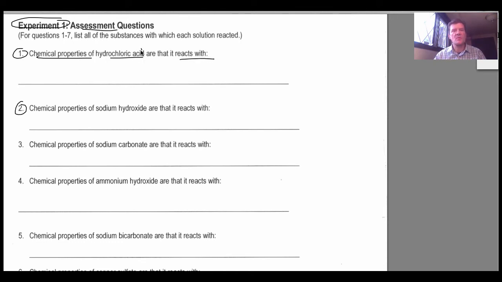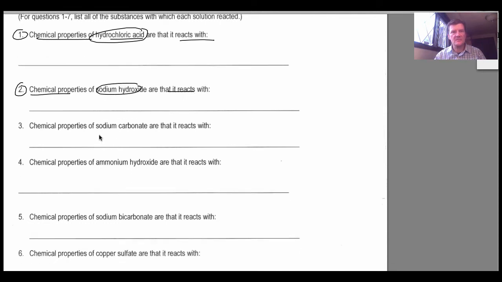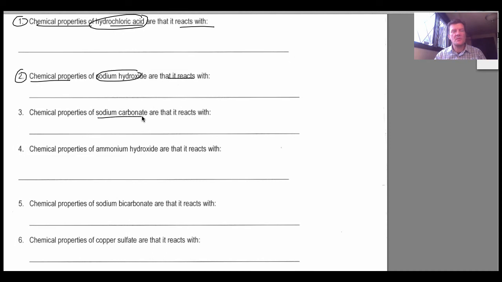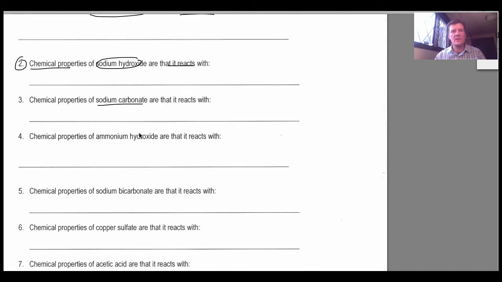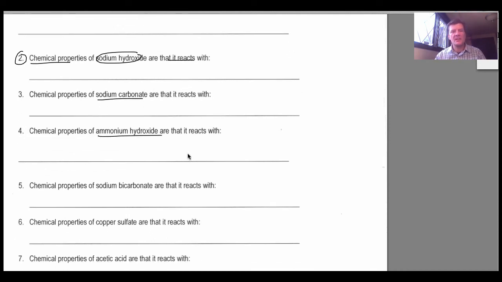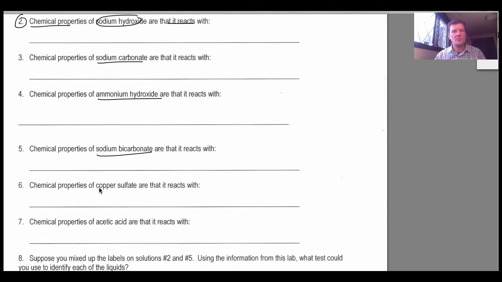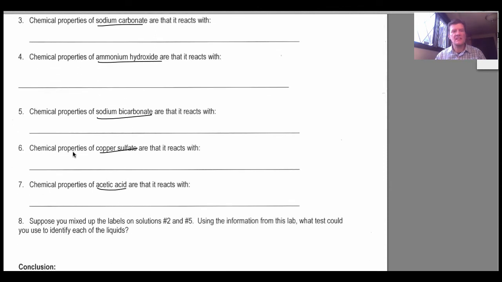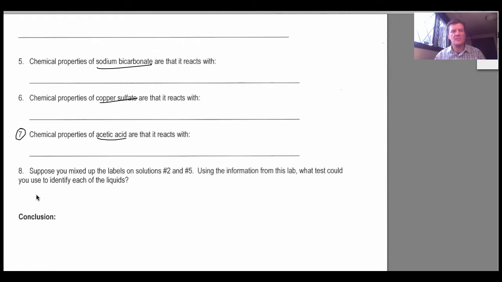So look at your table. What does hydrochloric acid react with? Chemical properties of sodium hydroxide. What does it react with? Write that down. Chemical properties of sodium carbonate. Write that down. What does it react with? About ammonium hydroxide. What does it react with? Same with sodium bicarbonate, copper sulfate, and acetic acid. Write down each of these there. Notice there are 7 there. Write down what they react with so you get an idea. Okay? You can pause the video and do that right now.